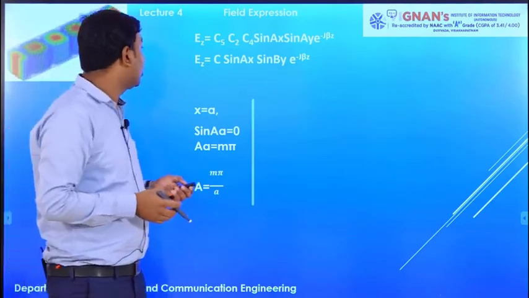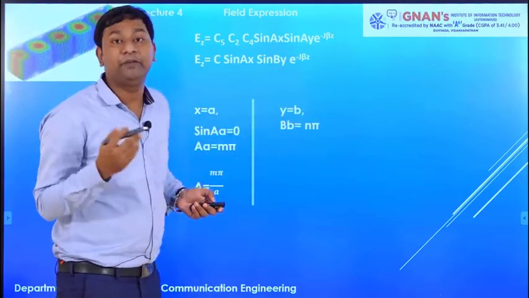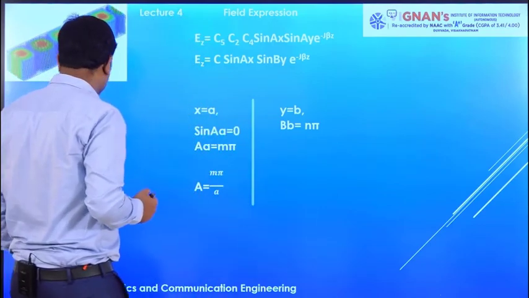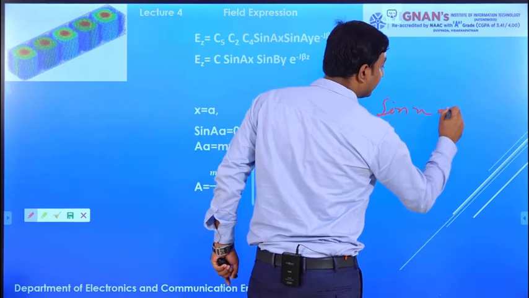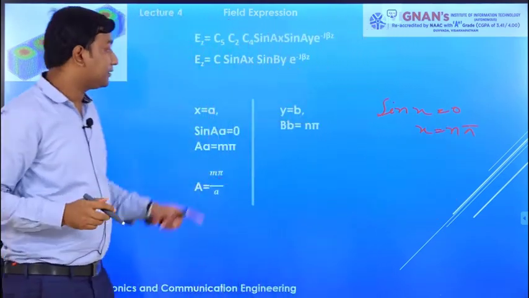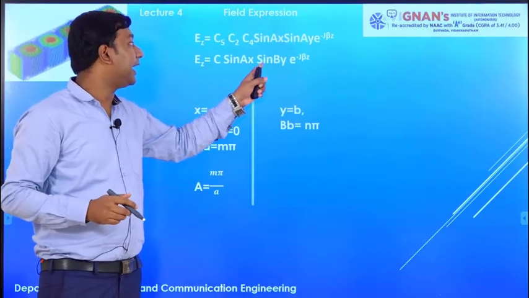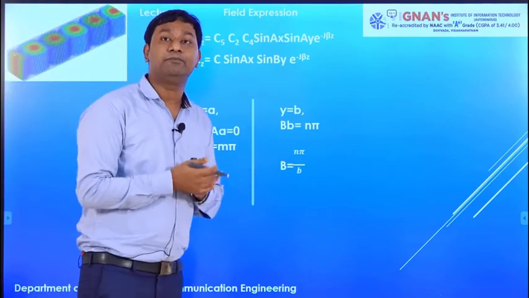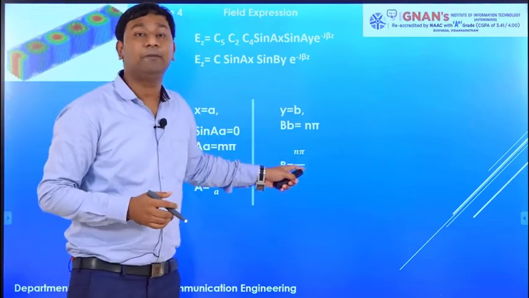Similarly, we also find for the y equal to b case that small b times b equals n pi, because we know from our mathematical understanding that if sin x equals 0, then x equals n pi. That is our normal mathematical concept. From this concept, we are finding the values of small a and small b. So small a equals m pi by a, and small b equals n pi by b.